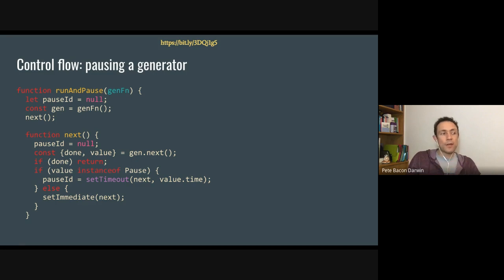And what I've got here is a generator function. This is a driver function which takes a generator, and what it does is it's going to iterate through the generator, and every time the value that's passed to it is an instance of a pause object, it will actually use a timeout to pause a certain amount of time before it continues. Otherwise, it just runs it straight away.